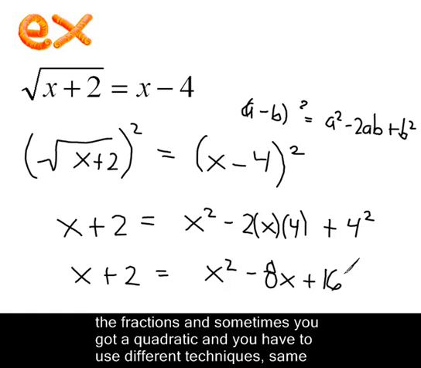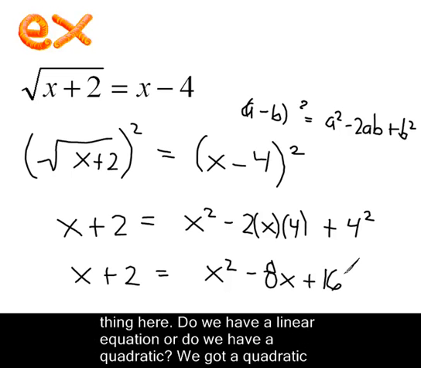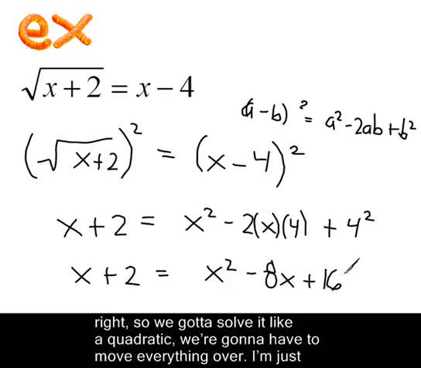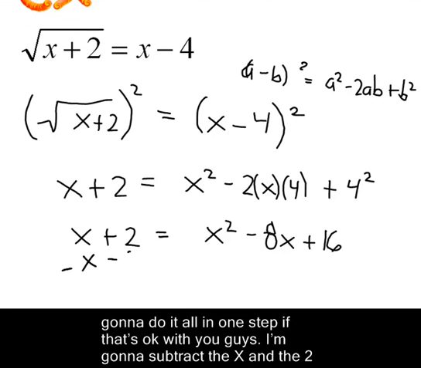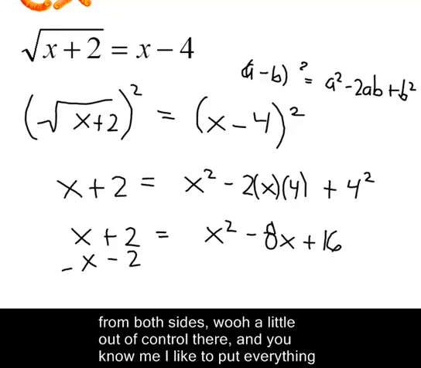Remember we were solving rational equations, and sometimes you got a linear equation after you cleared the fractions, and sometimes you got a quadratic, and you had to use different techniques. Same thing here, right? Do we have a linear equation or a quadratic? We got a quadratic, so we have to solve it like a quadratic. We're going to have to move everything over.